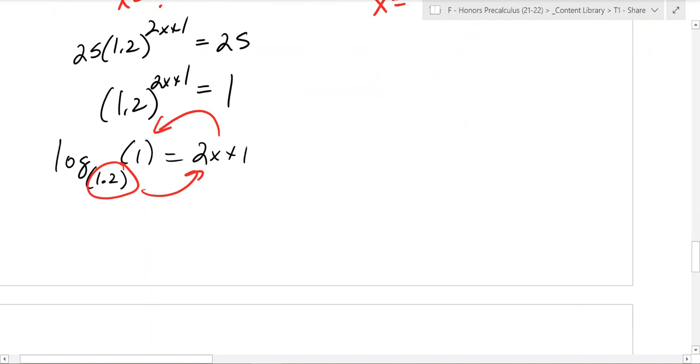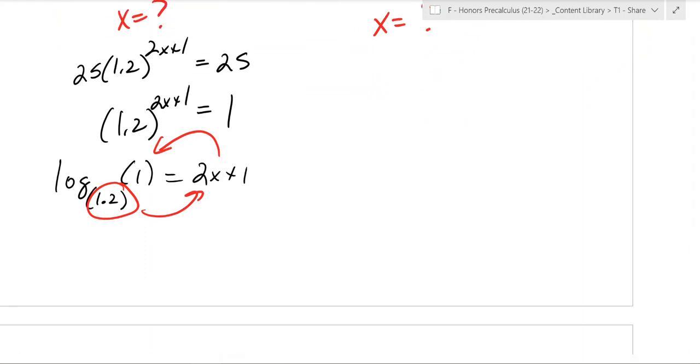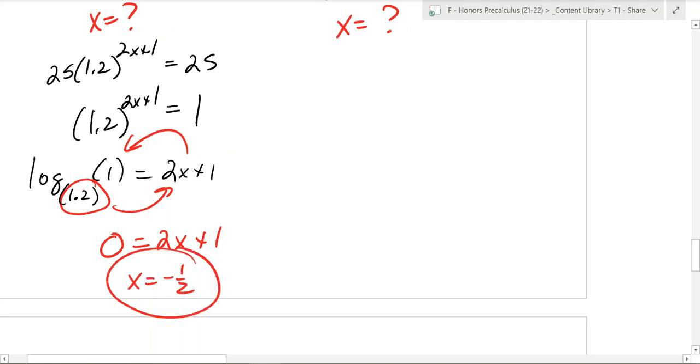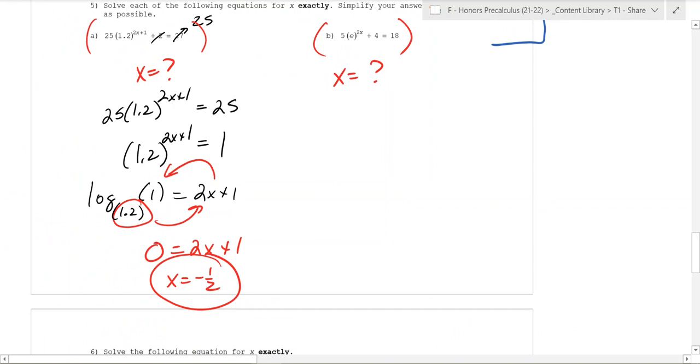So when you do this, what do you end up with? Well, log of 1 of base anything is just going to be 0. So 0 is equal to 2x plus 1. So when you solve for x here, x is equal to negative a half. You can plug it in to check. So that's one example. There's lots of other questions you can practice this with.